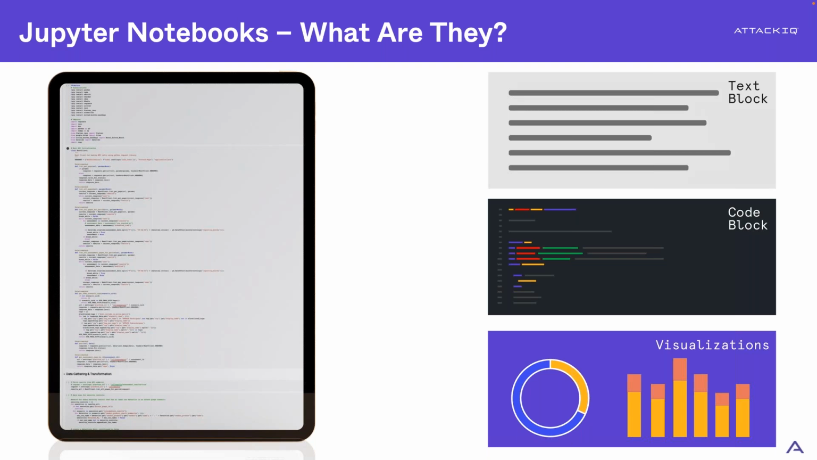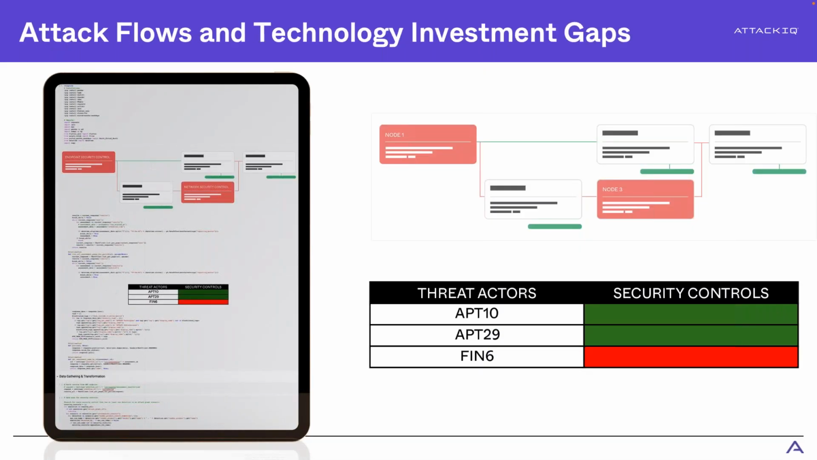Now, that's Jupyter Notebook in concept, but how do we use it here at AttackIQ? Well, what we do is we take threat actors and we take a look at their campaigns. We take a look at the cyber threat intelligence, the CTI that's available. And we then craft those campaigns into what we call an attack flow or an emulation. And it looks like this, what you see up here in the top right of the screen. Each of these boxes represents an individual action that an attacker would take during their campaign.